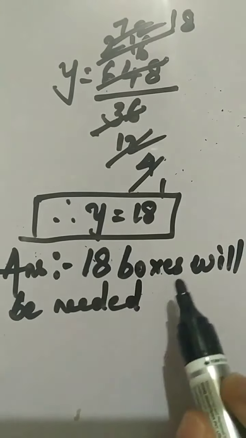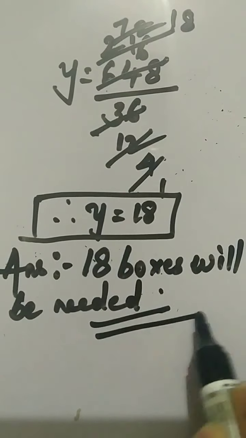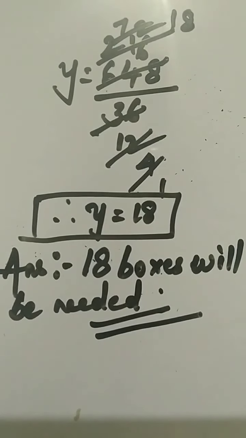So the final answer, how will you write? 18 boxes will be needed, according to the question. I hope you understood. The more the size of the box, the fewer the number of boxes required. The less the size of the box, the more the number of boxes required. Okay? So give it a thought, talk to yourself and then solve the sum.